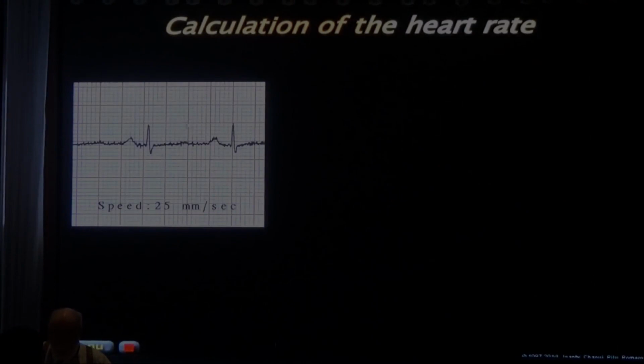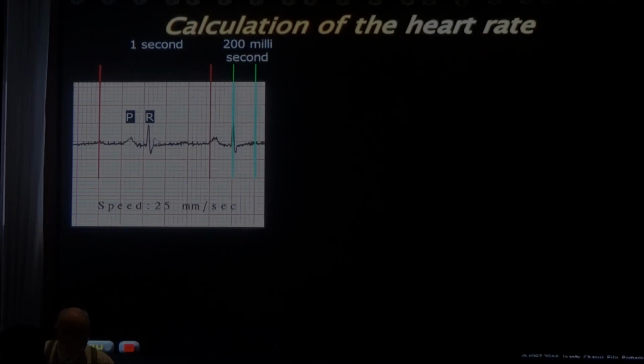Now, this is an EKG, and you remember that in EKG, the distance between 2 big red lines here is 200 milliseconds. Now, 5 big red lines is 1 second. This on the EKG tracing is called the P wave, and this is the QRS, which is abbreviated to R because 3 letters is too long to pronounce.